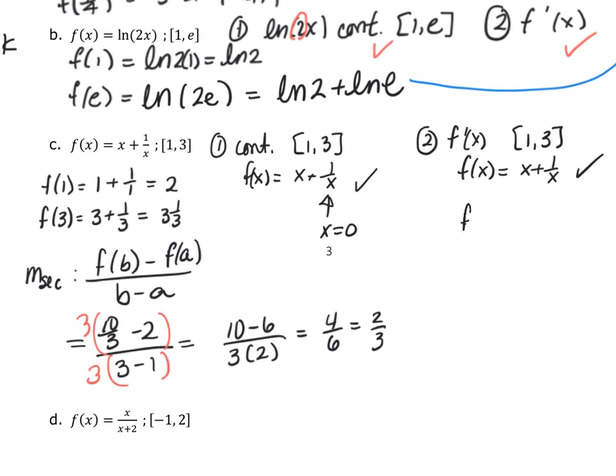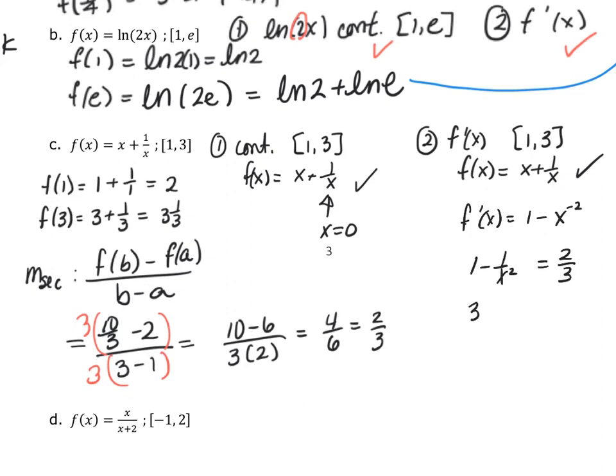I'm going to find the derivative of my function, f prime of x. This is going to be 1 minus x raised to the negative 2. So I have 1 minus 1 over x squared is equal to 2/3. So I'm going to multiply everything by x squared and then 3, so I can get rid of my fraction.